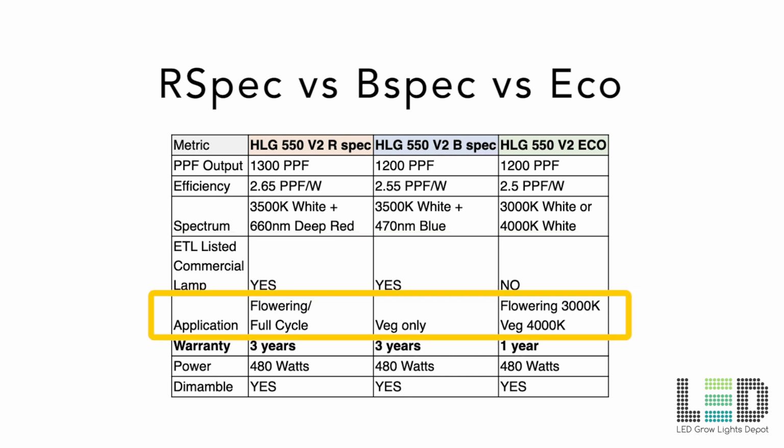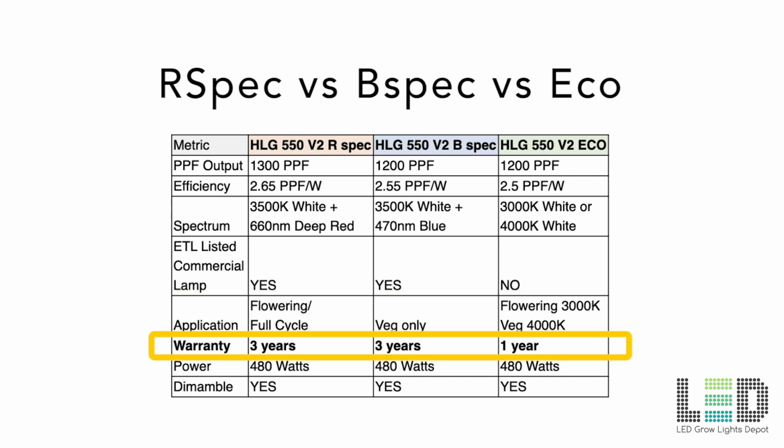Application. The Eco can be used for full cycle or flower when using the 3000 Kelvin spectrum. The 4000 Kelvin spectrum is recommended for veg or for increasing flower quality. In comparison, the Rspec is meant for full cycle or flower, and the Bspec for veg only.